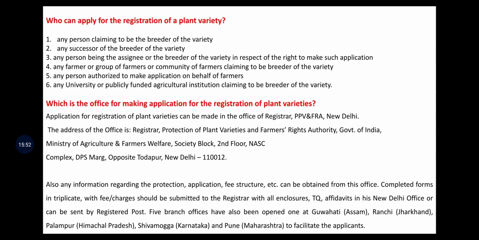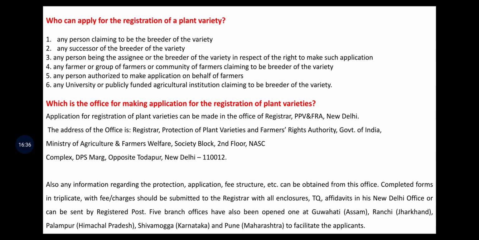Who can apply for the registration of any variety? The conditions for application for registration are: any person claiming to be breeder of a variety, any successor of the breeder of the variety, any person being the assignee of the breeder of the variety in respect of the right to make such applications, any farmer or group of farmers or community of farmers claiming to be breeder of the variety, any person authorized to make application on behalf of farmers, any university or publicly funded agency or institution claiming to be breeder of a variety.